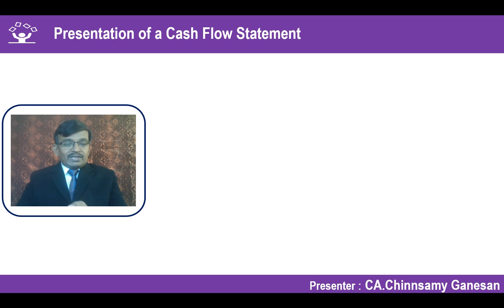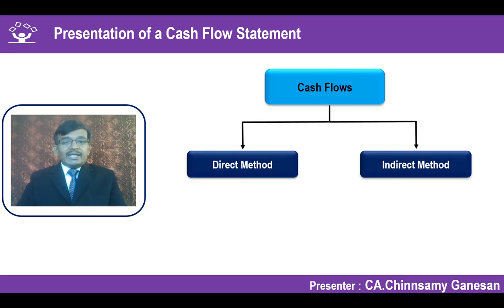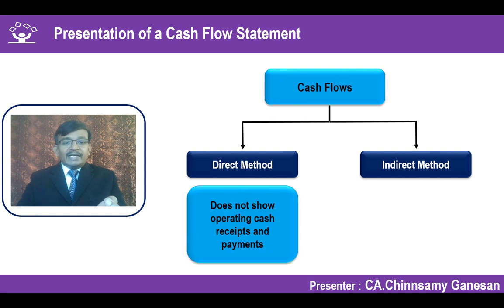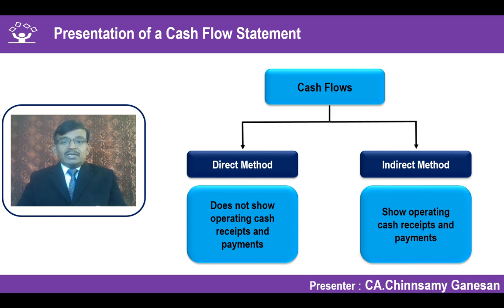So how the cash flow statement can be presented, we have already discussed that it can be based on the direct method or the indirect method. The direct method shows the operating cash receipts and payments which have been made. Normally the direct method is not being utilized. Very few industry-specific companies, for example insurance companies, use the direct method, but the preferred method is the indirect method of presentation.